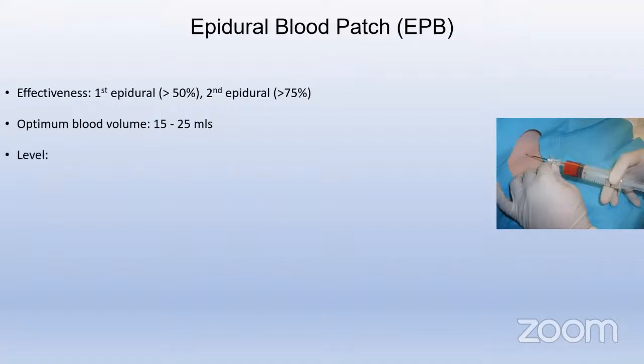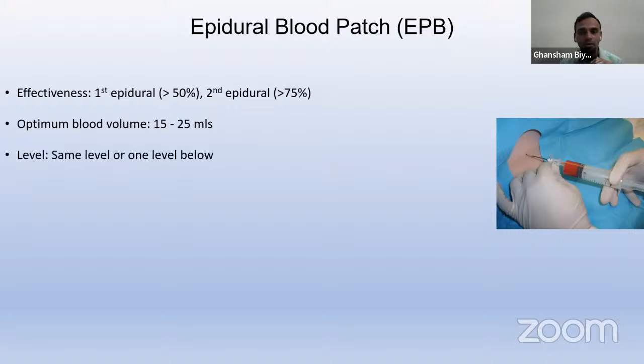The third thing is the level. Where should you inject the epidural blood patch? For example, probably you had a difficult epidural. So you will see that there are n number of attempts taken right from L1, L2 to L3, L4. So if you are not sure where actually you have encountered a dural puncture, in that case, you can go at the lowest level or a space below where you can see that the puncture was taken.